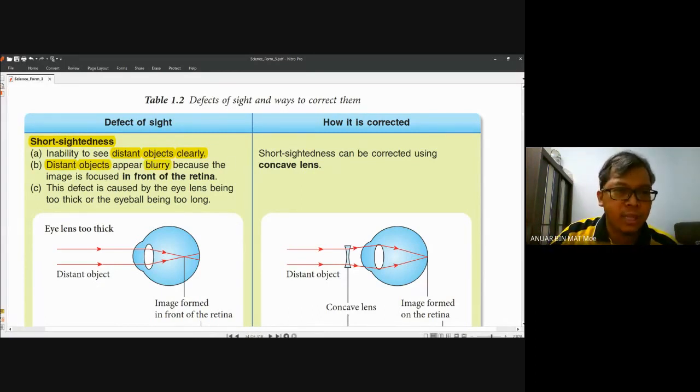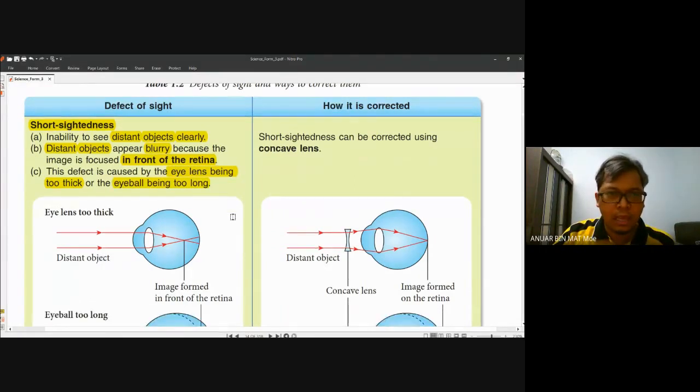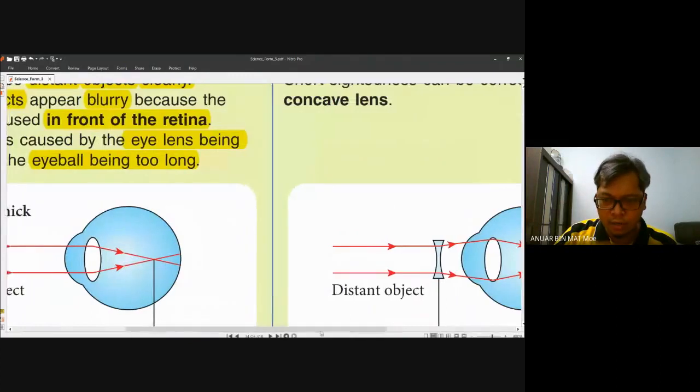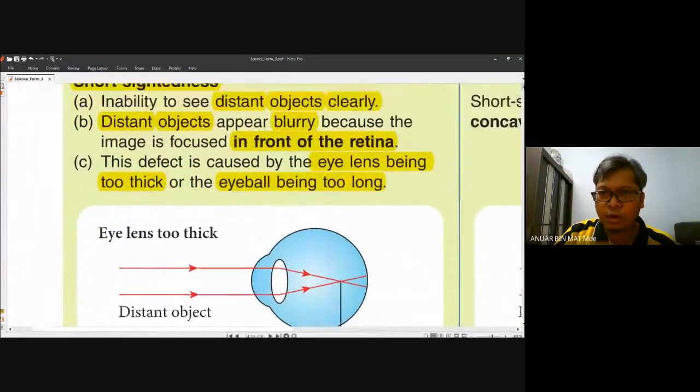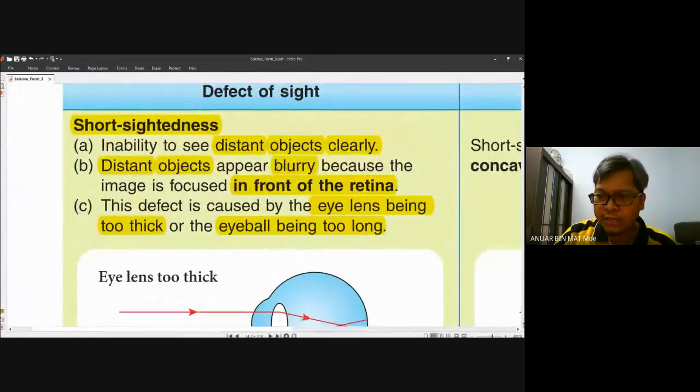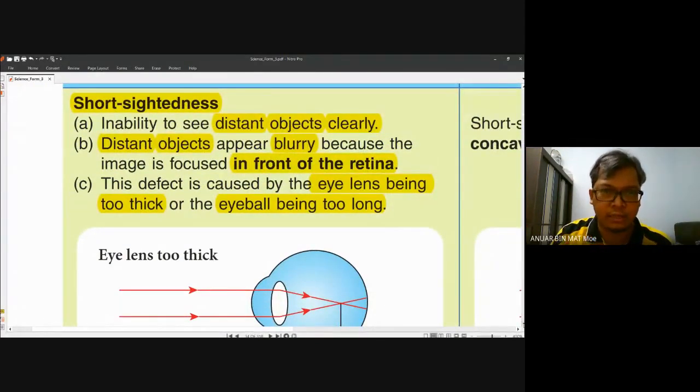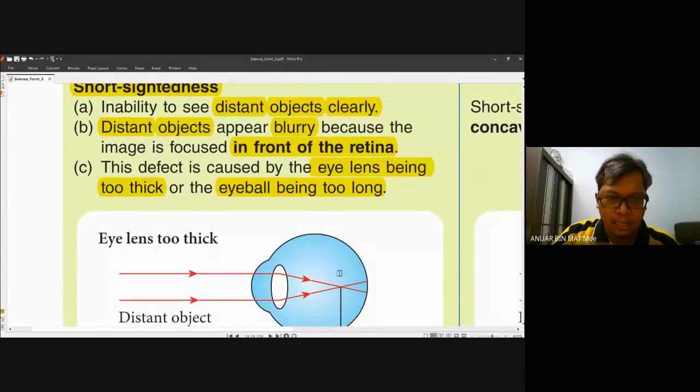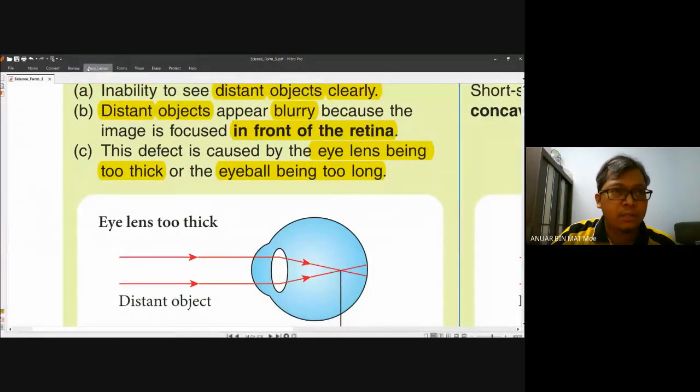Distant object blurry. Why? Because the image is focused in front of the retina. Okay? These are the causes of short-sightedness. And why? Because the eye lens is too thick or the eyeball is too long. Okay? This is what we call the first defect, short-sightedness.